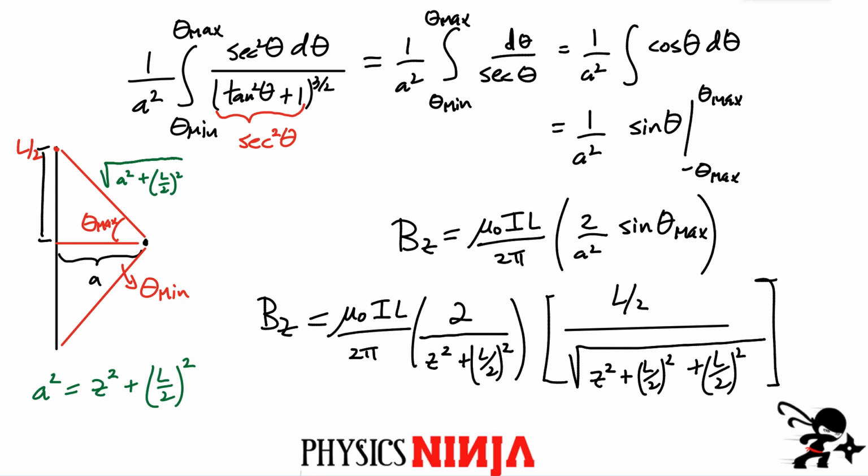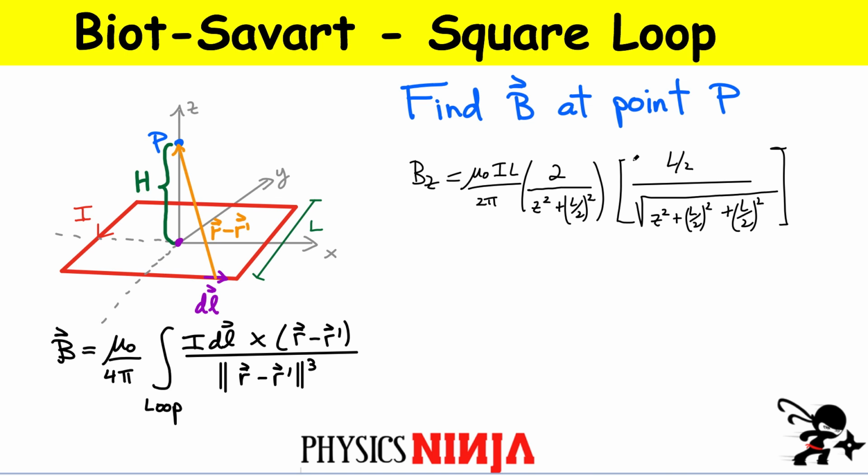Last page. Our last step now is just to simplify this expression. We have a 2 here. I'm going to simplify it with this one. We have L and L, that could be an L squared. So we're going to write our final expression now: Bz equals mu 0 I L squared divided by 2 pi.